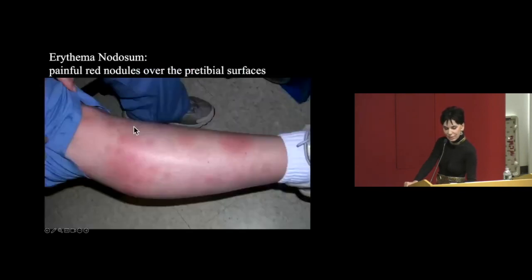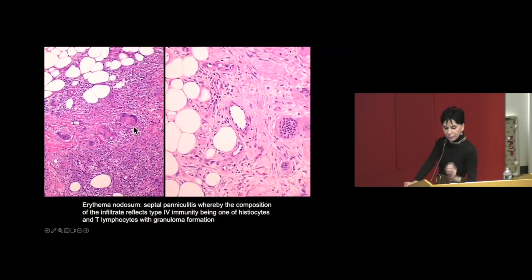And it should also be emphasized that there are a few diseases, namely sarcoidosis and Crohn's disease, that can manifest with erythema nodosum.